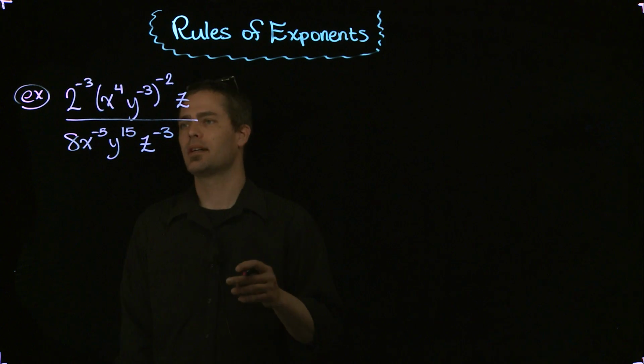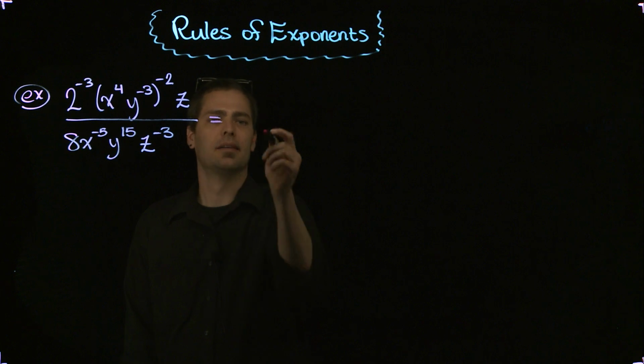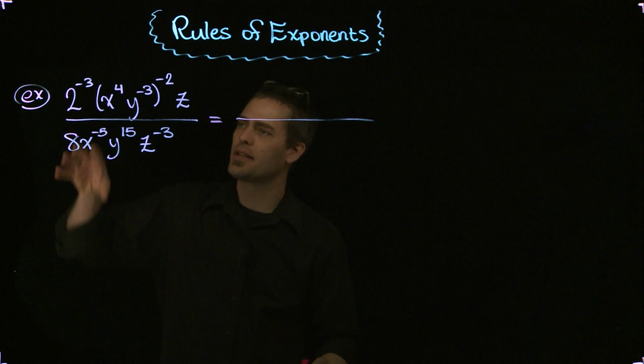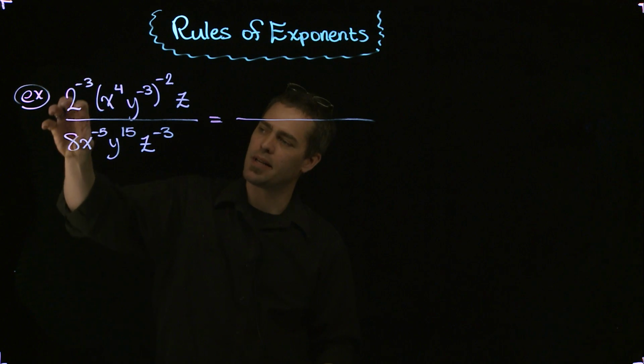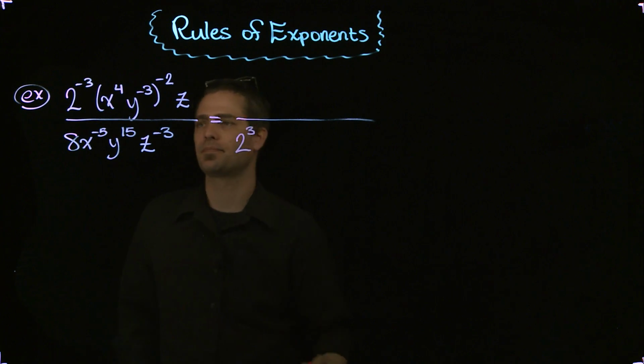So, how do I want to start? Let me start with an equal sign. And I'll just recopy my fraction bar. That's probably going to be retained. This 2 to the negative 3, let me bring that downstairs and call it 2 to the positive 3. So I'll start there. Okay.